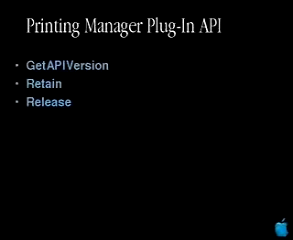Printing Manager plugin API. Okay, all Printing Manager plugins have to have these three functions implemented at the top of their list of functions. The first one is get API version, which, as you might guess, returns to us the version of the API that you were using when you created your plugin. And you get that from the header file, and you just return that constant. That way we know what we're calling into.